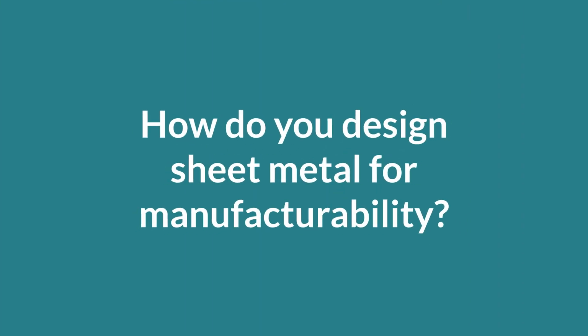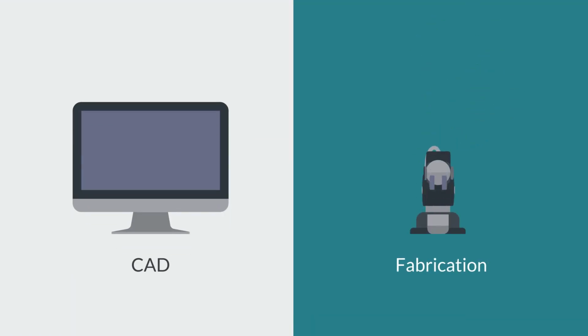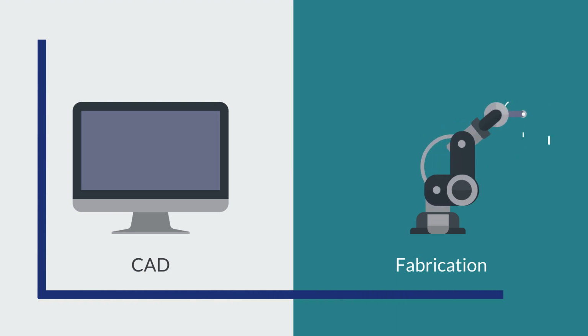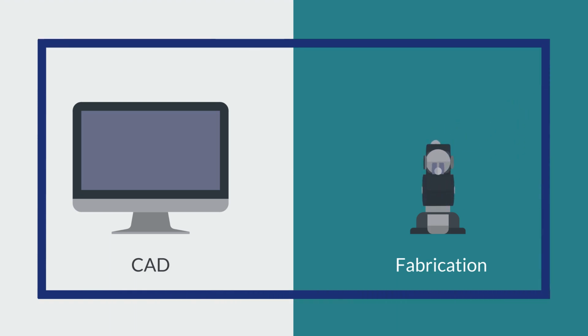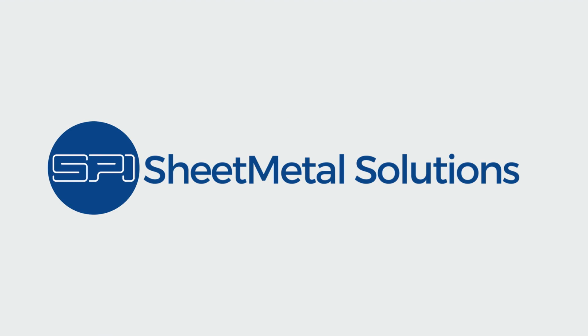Designing for manufacturing reduces errors and saves time for everyone involved. While there are many design aspects that need to be considered, one of the most effective measures for linking computer-aided design and fabrication is making sure that your flat pattern contains all the necessary manufacturing information. This is easily achieved with the help of SPI Sheet Metal Solutions.